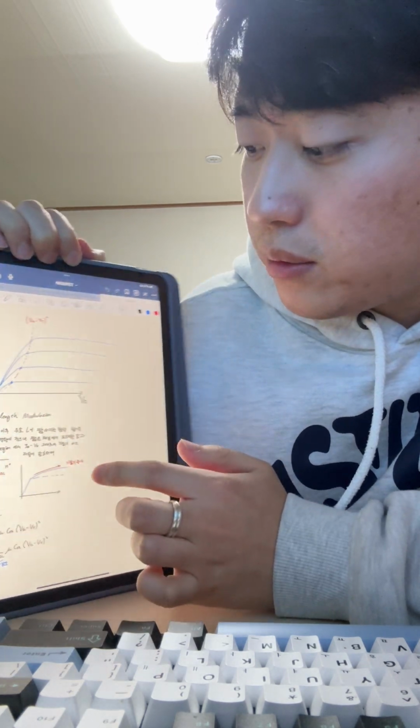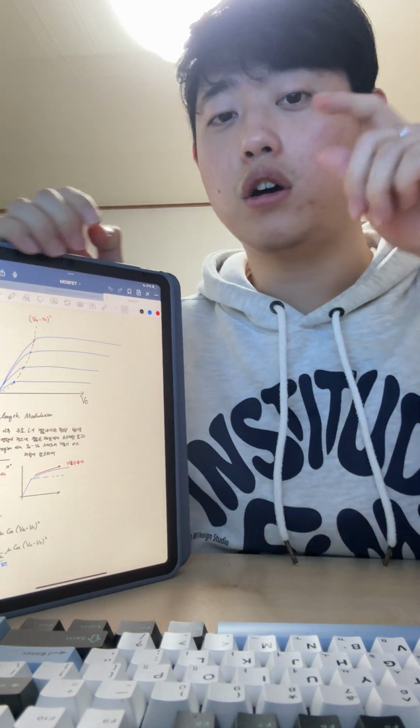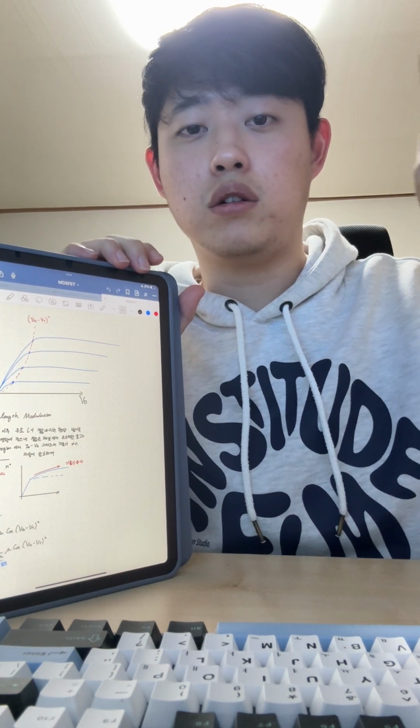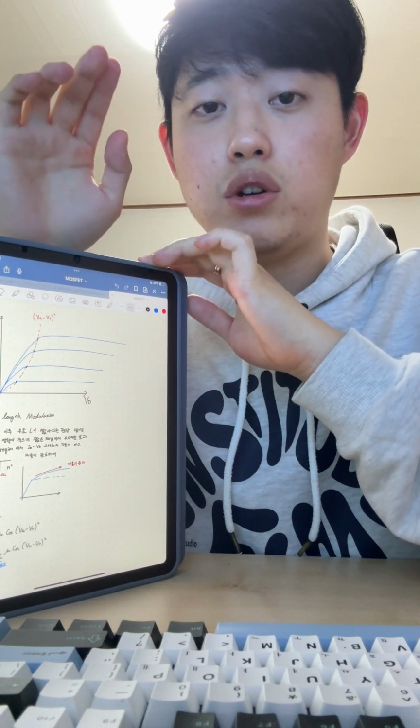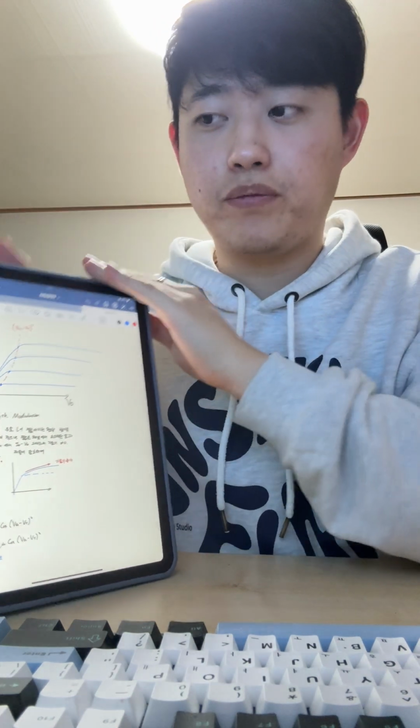And this is channel length modulation. Channel length is the distance between drain and source. But after pinch off, the channel is attached to the drain. If the bias is very high after pinch off, there is a depletion region. So the effective length is smaller.